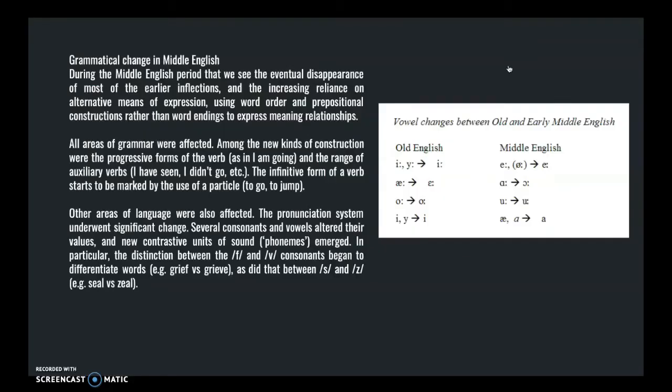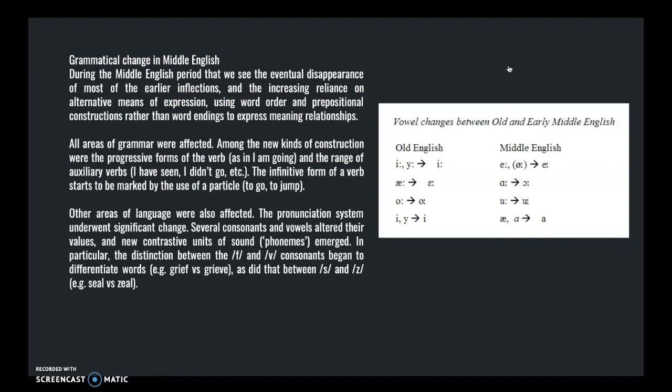Now, going on, some areas of grammar were also affected during this English period. Areas such as the construction of progressive forms of the verb, as in I am going, and also the range of more auxiliary verbs, such as I have seen, I didn't go, etc. Also, a change in grammar was that the infinitive form of a verb started to be marked by the use of a particle, such as to go, to jump.